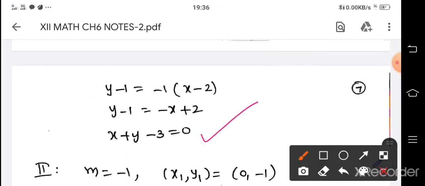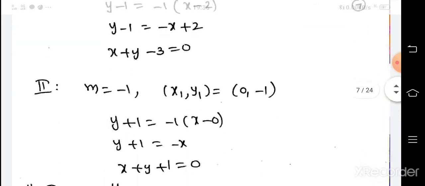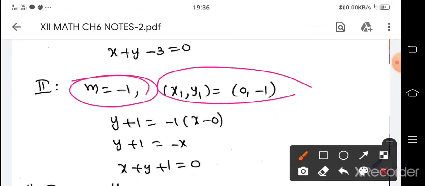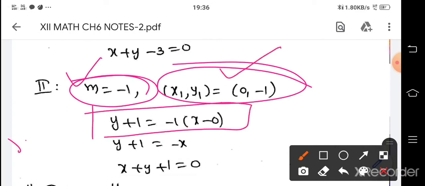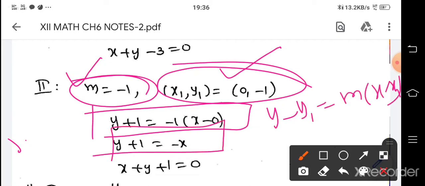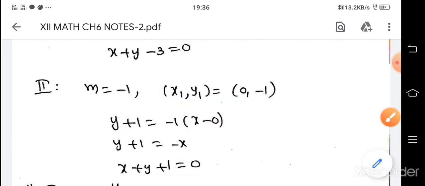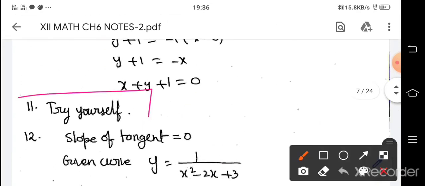This is case 1. Case 2, using slope minus 1, x1, y1 is (0, -1). This is given, this we found. Using the equation of the tangent, y minus y1 is equal to m into x minus x1. Using that you find the equation of the tangent, then you get it like this. Okay, next, the 11th question, just try it yourself.